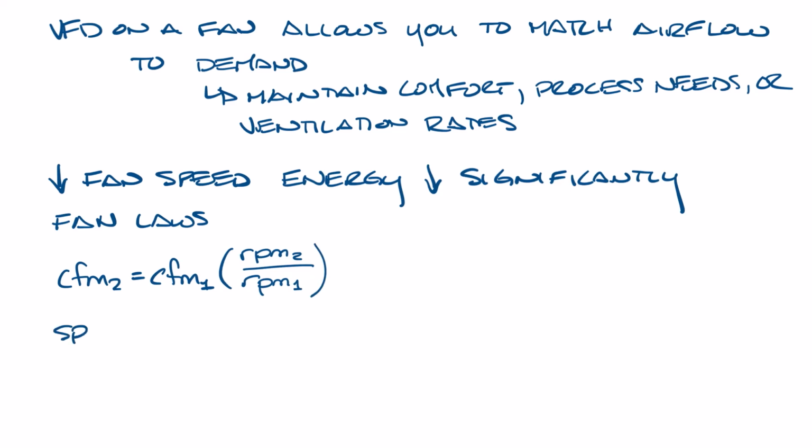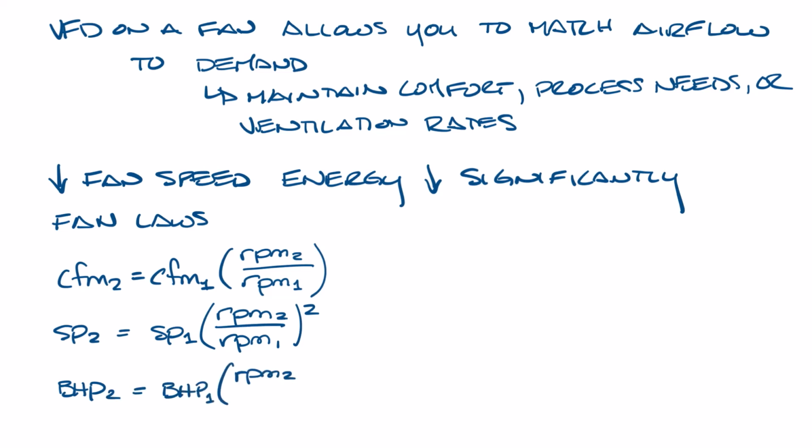The static pressure changes with the square of the speed of the fan, so static pressure 2 equals static pressure 1 times RPM 2 divided by RPM 1 squared. And the horsepower changes with the cube of the fan speed. So brake horsepower 2 equals brake horsepower 1 times RPM 2 divided by RPM 1 cubed.